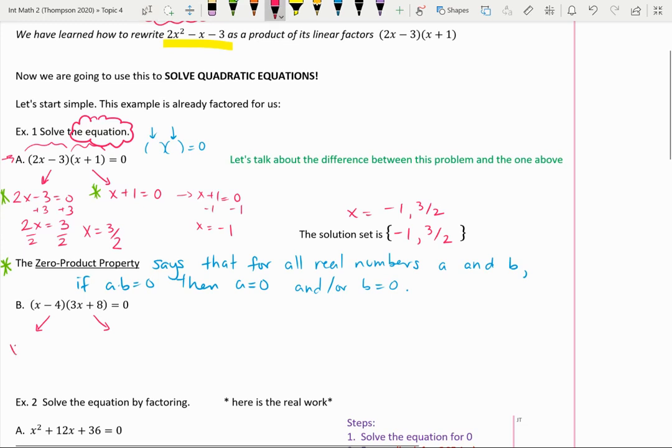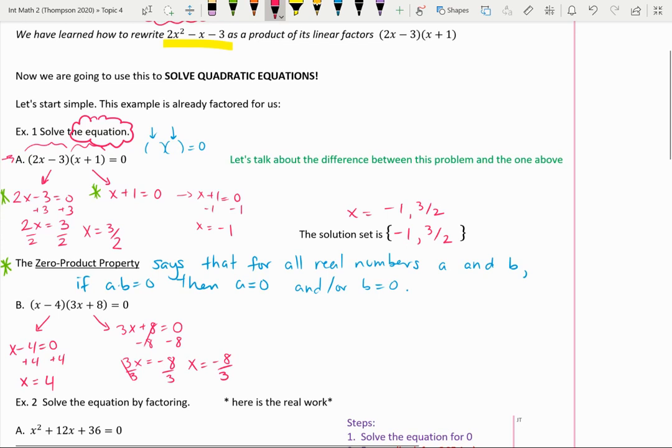Okay, so we're back. Hopefully you took a moment to do this on your own. So I'm going to set x minus 4 equal to 0. And to solve for x, I'm going to add 4 to both sides, and I get x is 4. The other factor, 3x plus 8, I set that piece equal to 0. Subtract 8 from both sides. Then divide by 3.